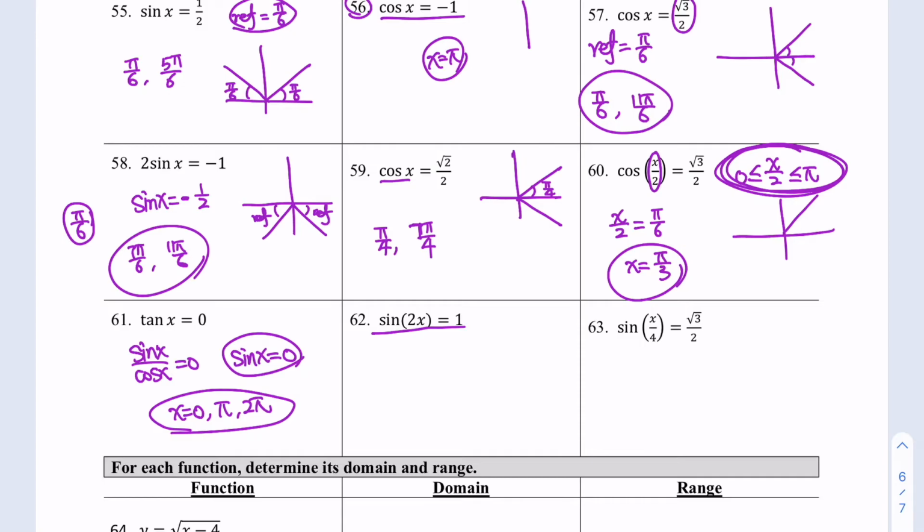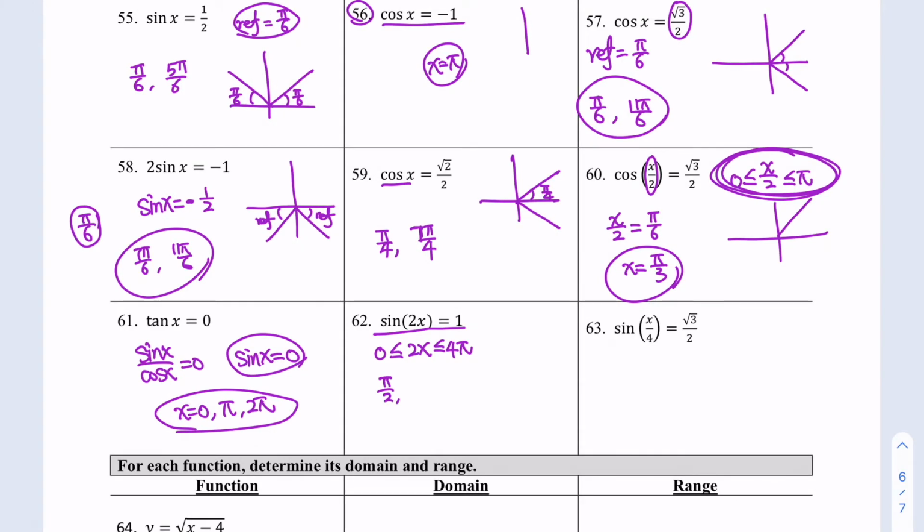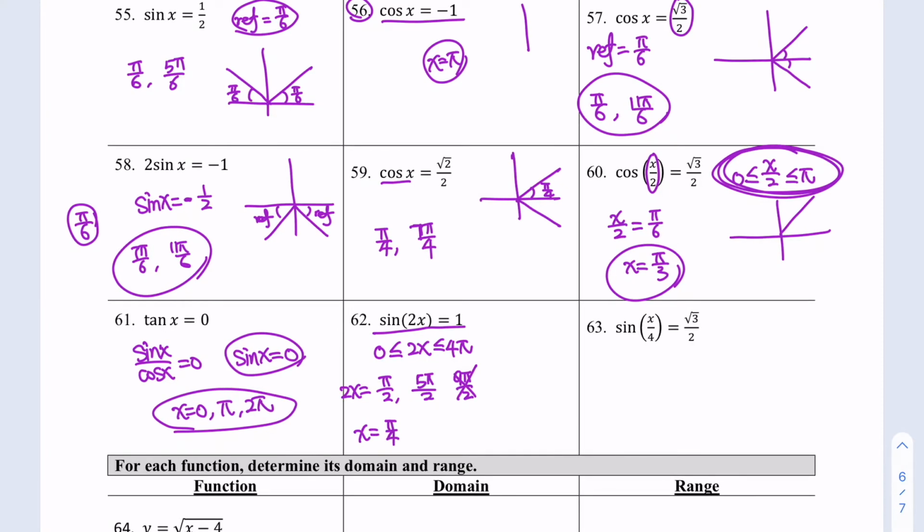Sine 2x equals 1. Because x is from 0 to 2 pi, 2x is from 0 to 4 pi now. So sine of what gives us 1? As we know, sine pi over 2. And we can keep adding 2 pi to pi over 2. That gives us 5 pi over 2. Adding another one will give us 9 pi over 2, which is out of range. So 2x equals these two values. So x equals pi over 4, we just need to divide by 2.